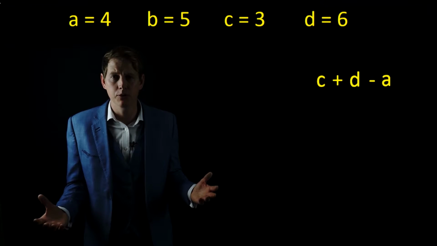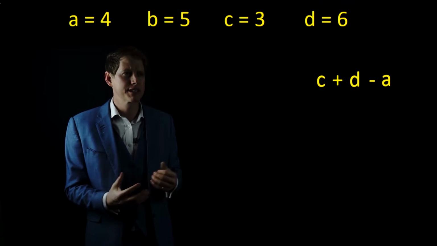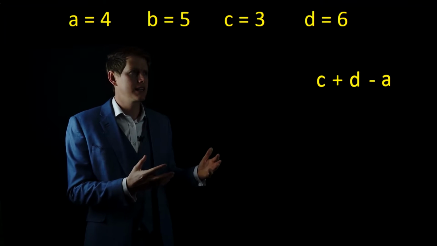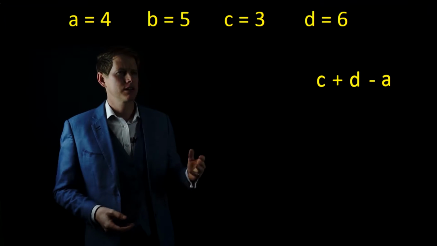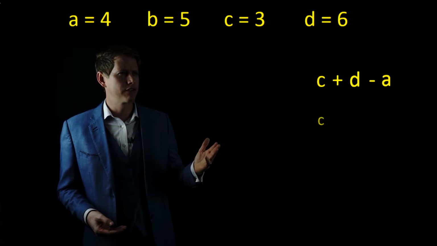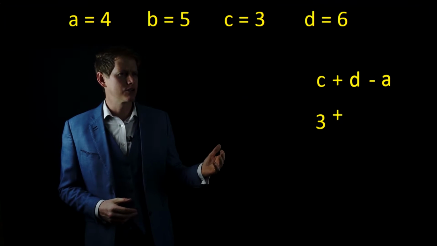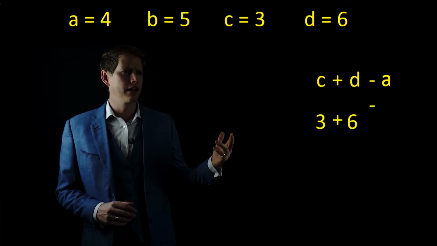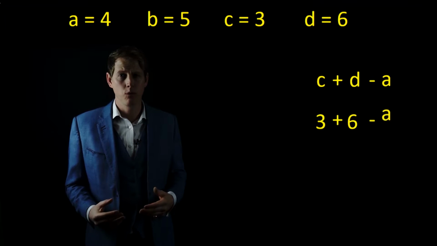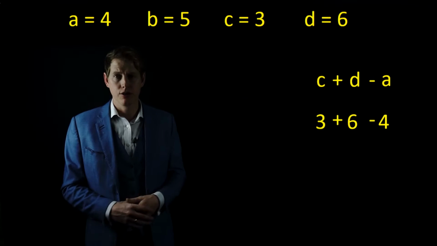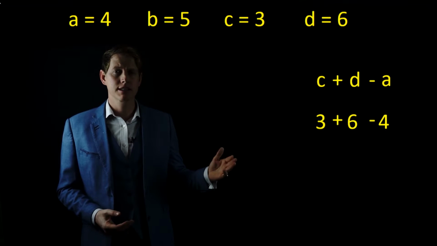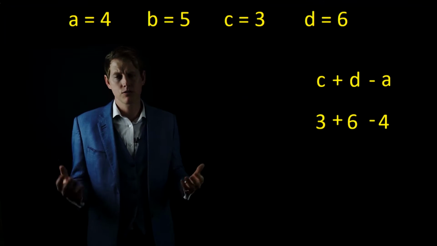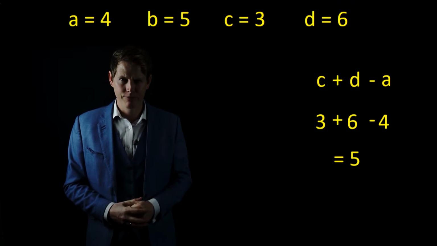Well, they do get a little bit harder. Let's have another look at another one. Same again, A, B, C, and D all equal the same thing that they did in the last question. But this time we've got to do C plus D take away A. So we're going to substitute 3 in for C, 6 in for D, and 4 in for A. Notice this time we're going to be doing minus 4. So the sum that we need to do this time is 3 plus 6 minus 4, which is 3 plus 6 is 9, minus 4 is 5.